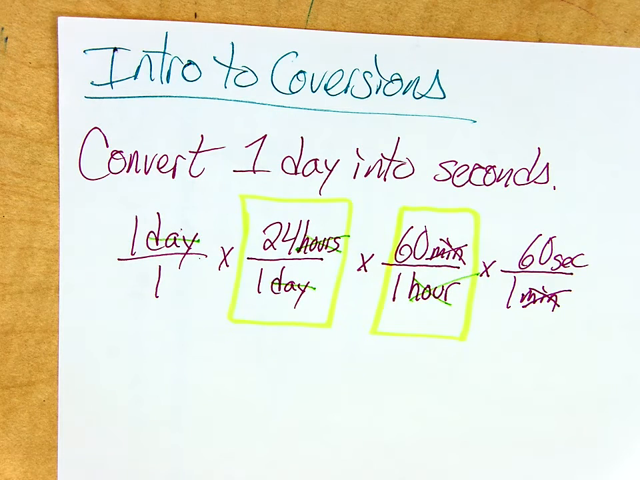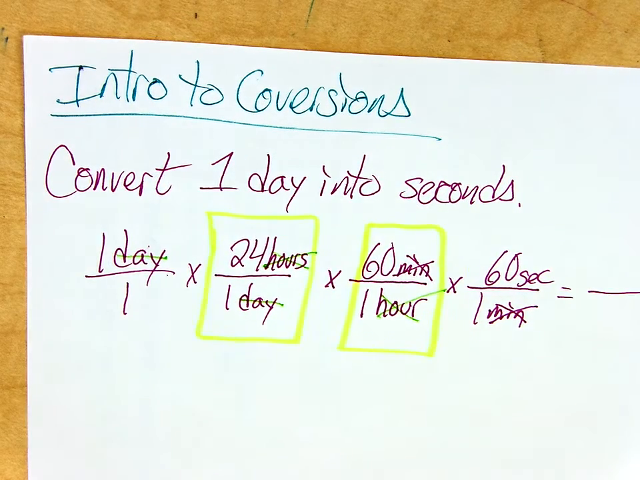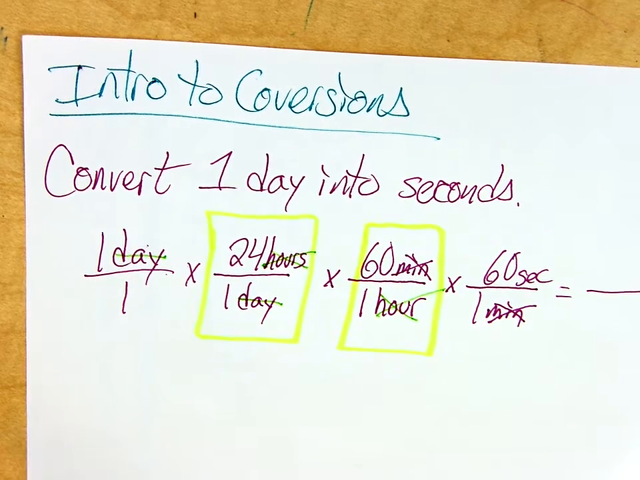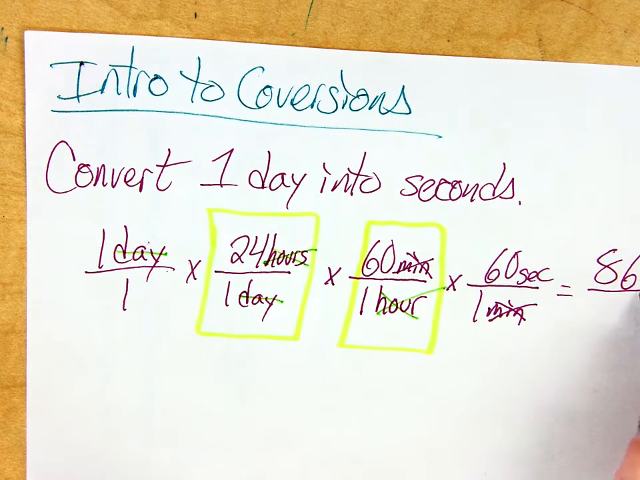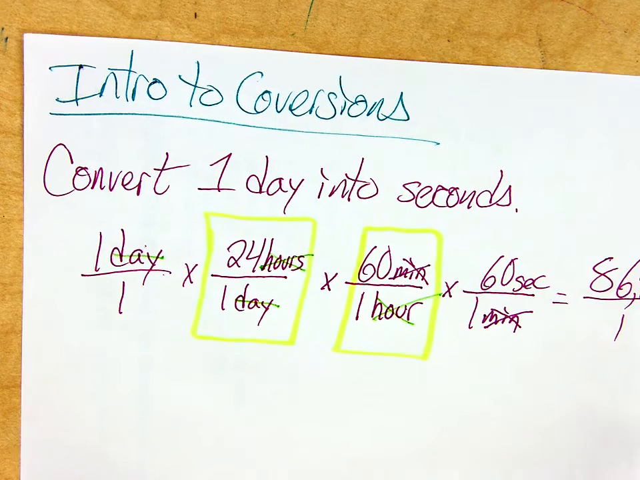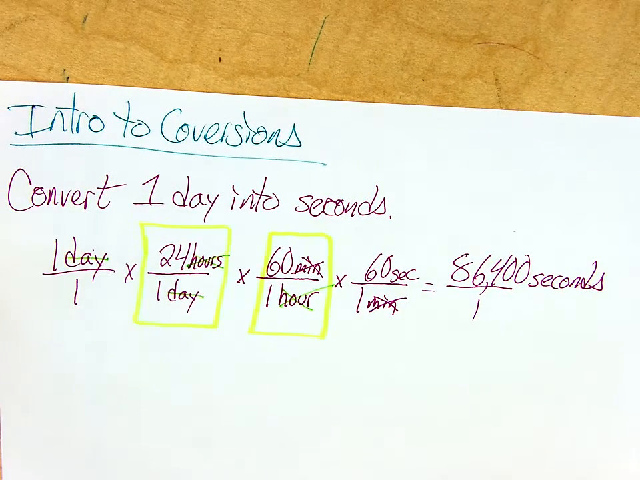So now all I have to do is the math. In this case, it's actually pretty easy because my whole denominator is just 1. That won't always happen, but this time it did. So now I just multiply straight across the top. 1 times 24 times 60 times 60. Oh, geez, Louise. It would be helpful if I cleared my calculator first. There we go. So there are 86,400 seconds in one day. And I'm done.